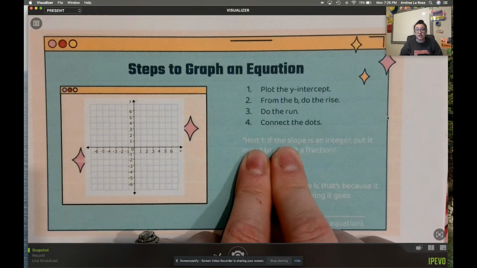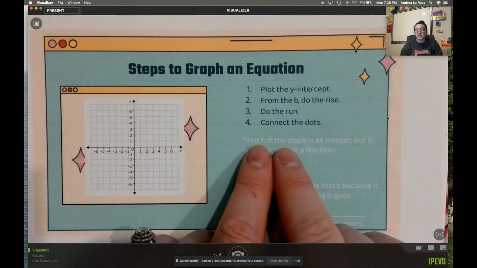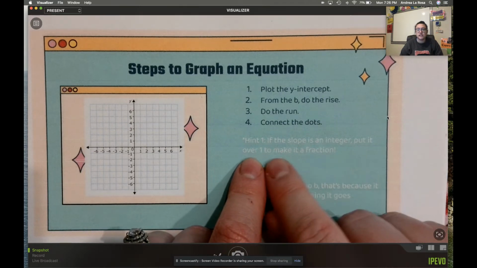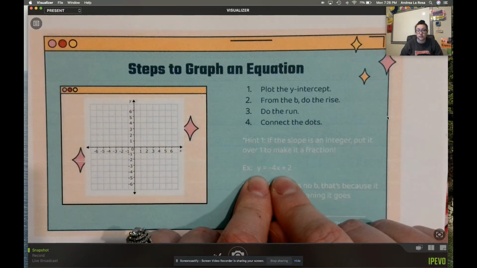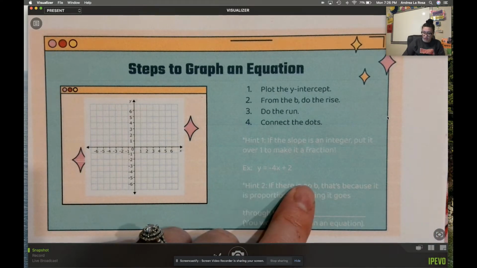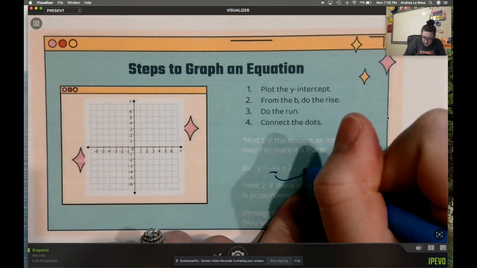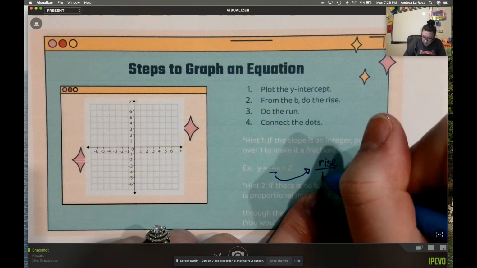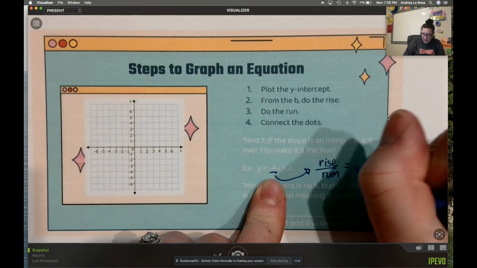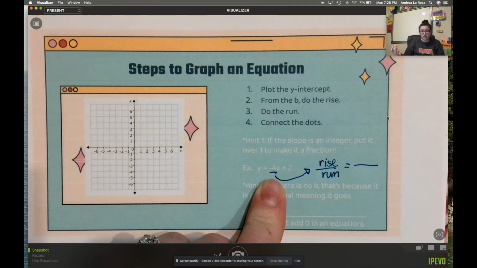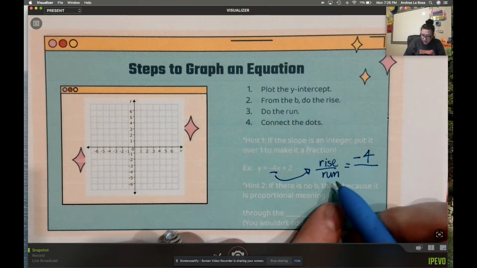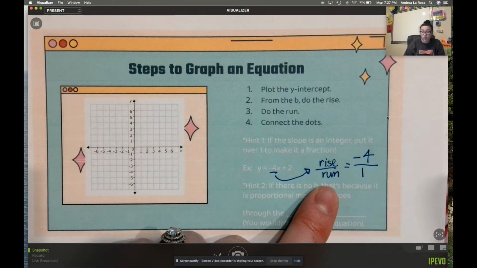There are two hints I'm going to tell you guys. This first hint we're going to need for this example. It says if the slope is an integer, we need to put it over 1 to make it a fraction. So for example, in this equation, y equals -4x plus 2, I know that my m, my slope, is rise over run. But -4 is not a fraction. How do I turn any number into a fraction? I put it over 1. So -4 is going to be my rise, and my run is going to be 1.